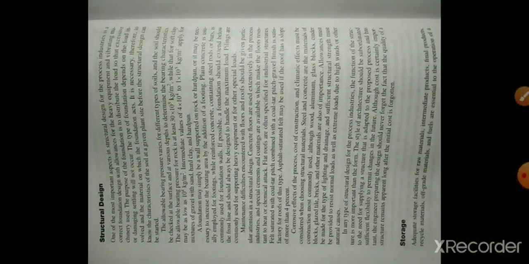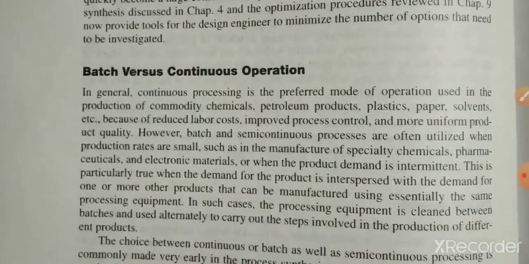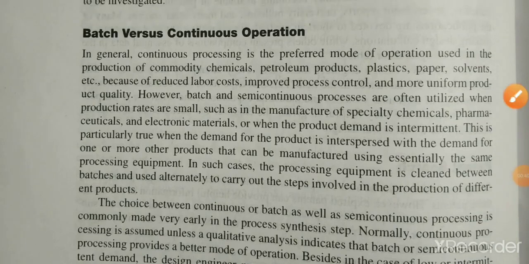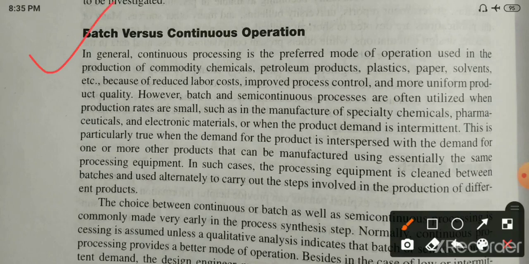Okay, so first of all, the batch versus continuous operation and a discussion part is there. In general, continuous processing is the preferred mode of operation used in the production of commodity chemicals, petrochemical products, plastics, paper, solvents, etc.